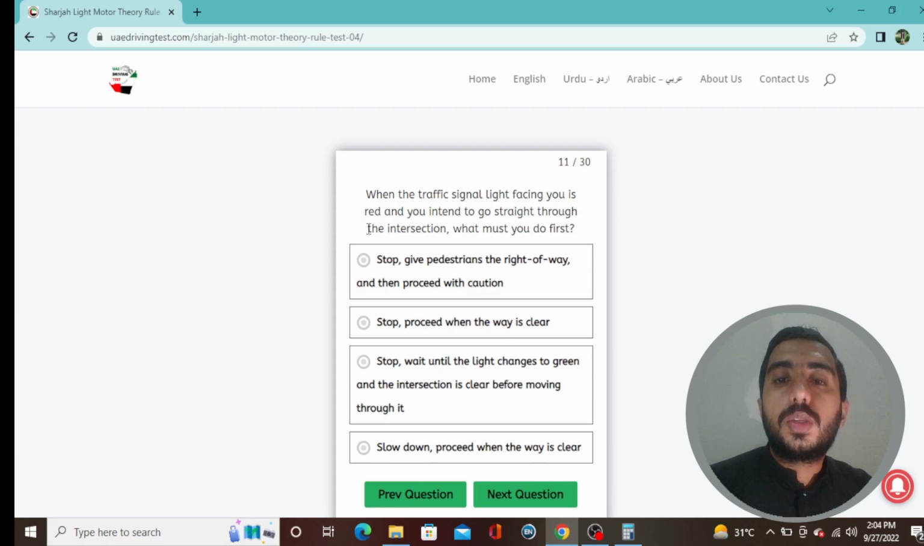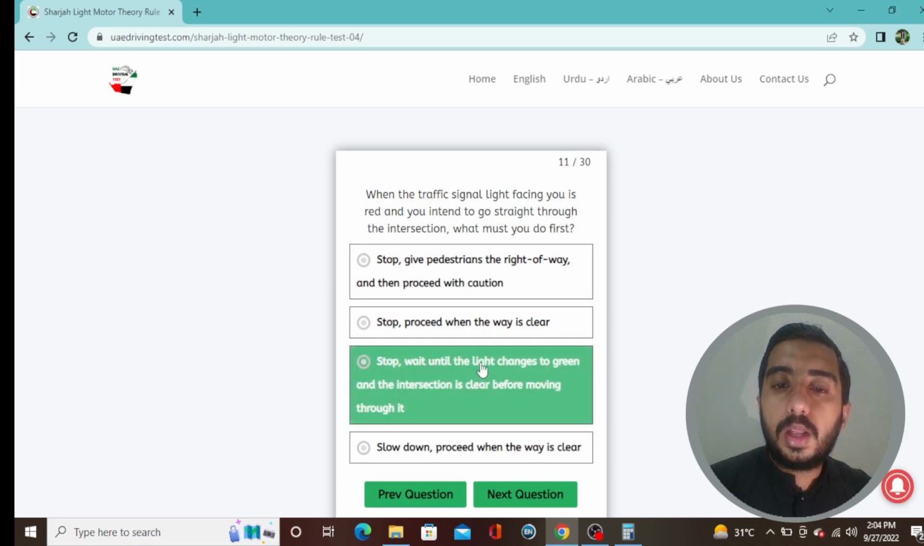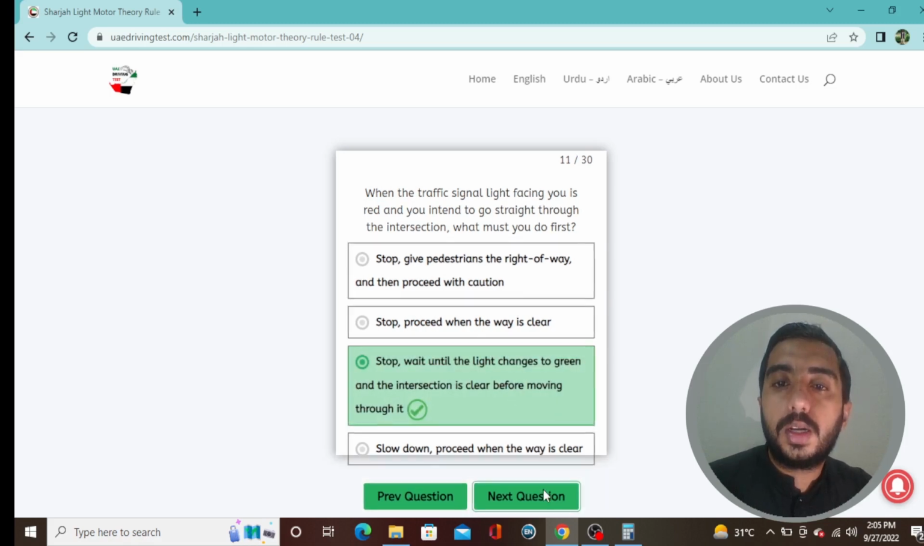Next question. Question number 11 is, when the traffic signal light facing you is red and you intend to go straight through the intersection, what must you do first? You must stop, wait until the light changes to green and the intersection is clear before moving through it. Option C is the correct one. Next question.